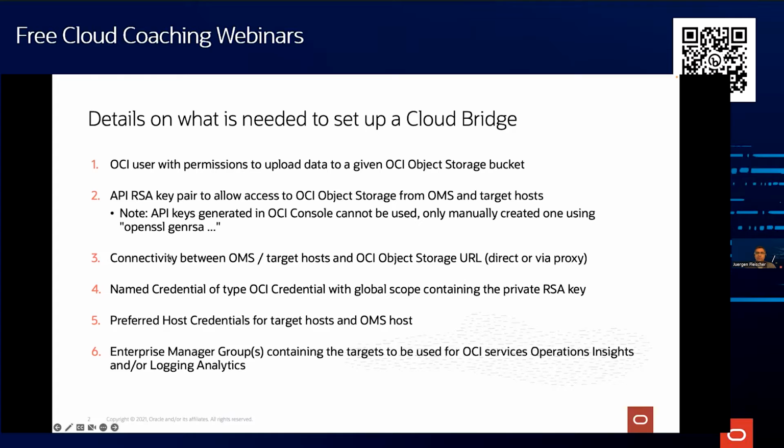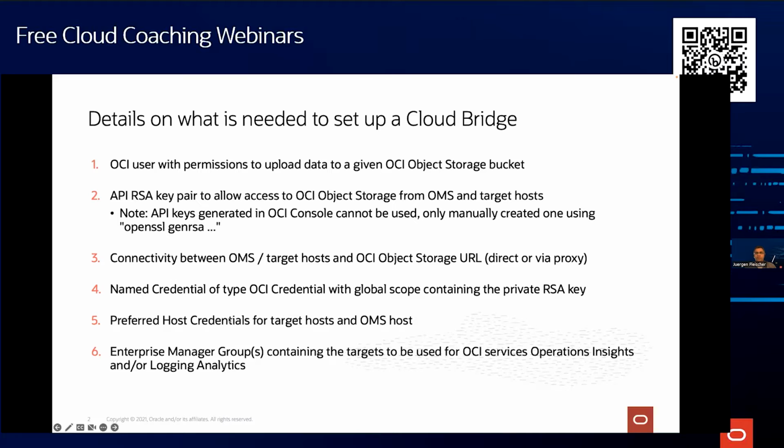We need connectivity between the OMS, the target host, and the object storage URL. There's just a single URL we are using, with the HTTPS protocol on default port 443. You can have, of course, a direct connection, or a proxy is possible. Enterprise Manager needs first a credential which contains the API key, and this is what I have already set up. I will go through it.